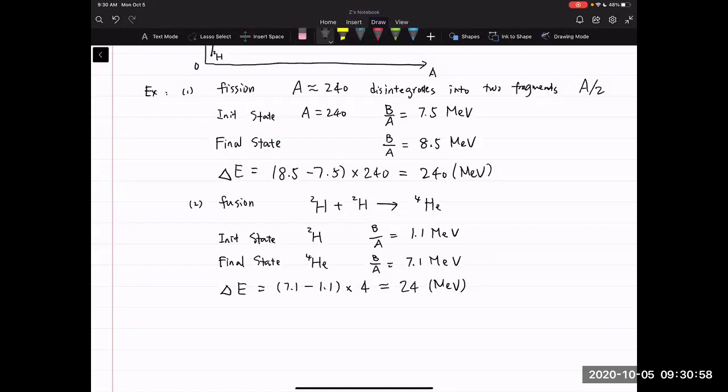So these two examples also tell us one very important use of this binding energy per nucleon, which is to compute the amount of energy that gets released in a nuclear reaction. So this is the binding energy, and in fact, we'll come back to this in a little bit.